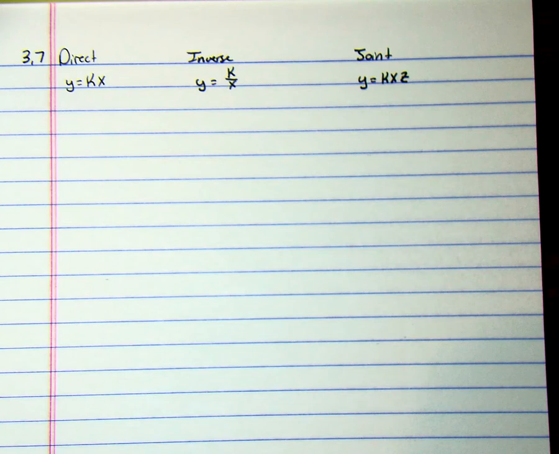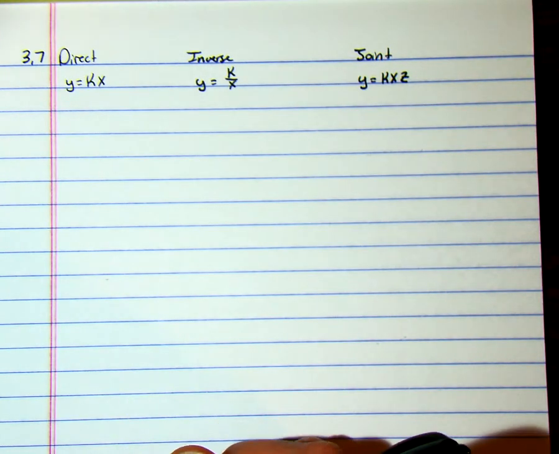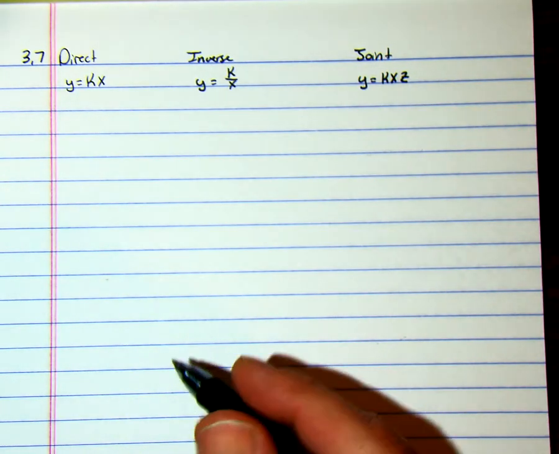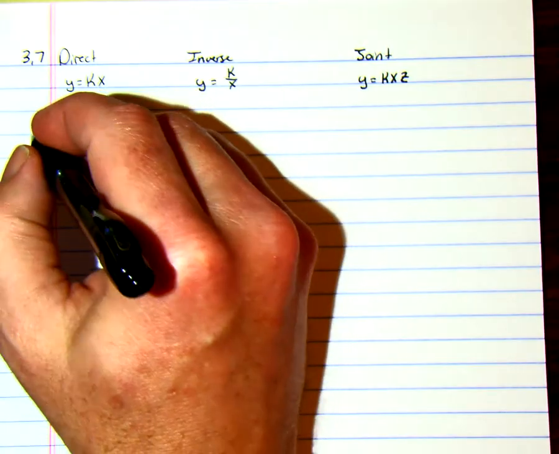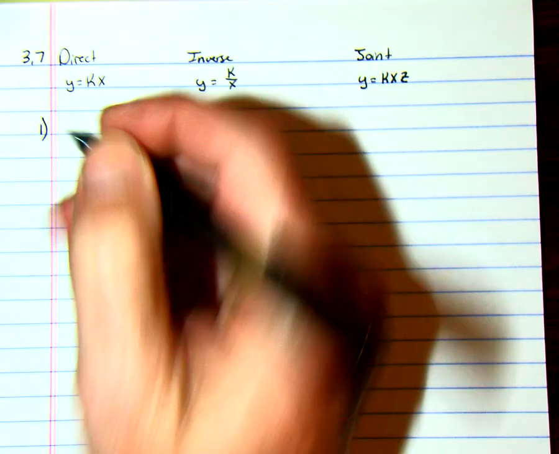Okay, all right, so this is the last video of the chapter. And again, this is actually short. There's only 6 questions here. This is all over direct and inverse variation. We have some joint variation in there as well, but it's just over the different types of variations.